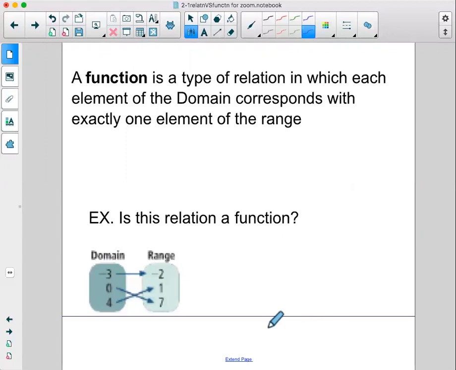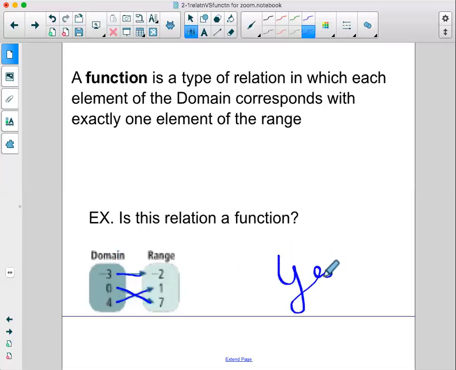So ask yourself, is this relation a function? Let's look. Here's a member in the domain. It just has one partner. Here's a member of the domain, it only has one partner in the range. And here's a member of the domain and it only has one partner. So each domain member has only one partner.